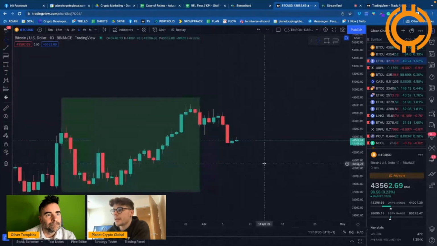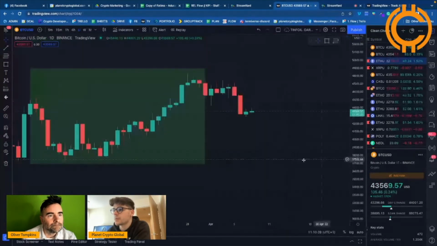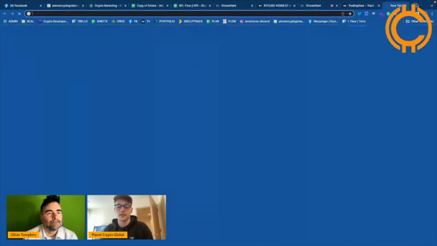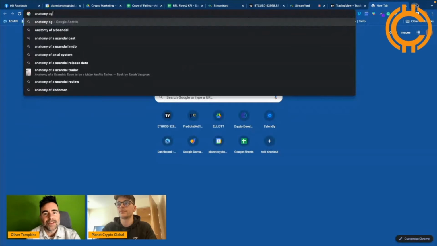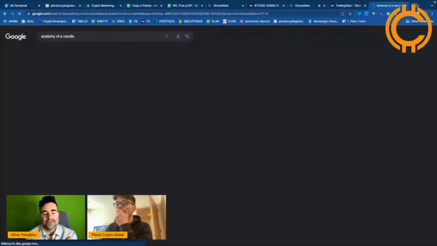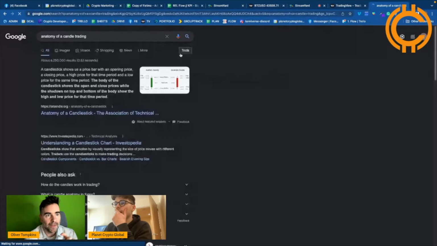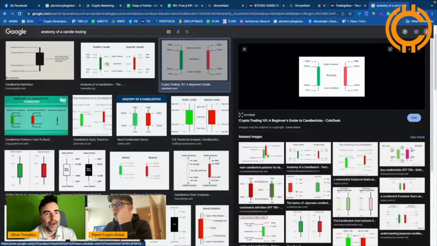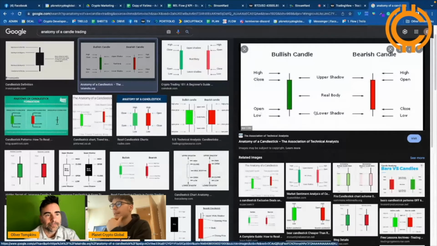Now, how to break down a candle, it's really hard for people to grasp at first, but it's easy to understand once you break down the anatomy of a candle. So the candles are, for people wondering, the candle is what the blocks are called, the green and red blocks. And they've got little lines on them that we call wicks, right? So exactly. So what we've got in here is the anatomy of a candlestick.